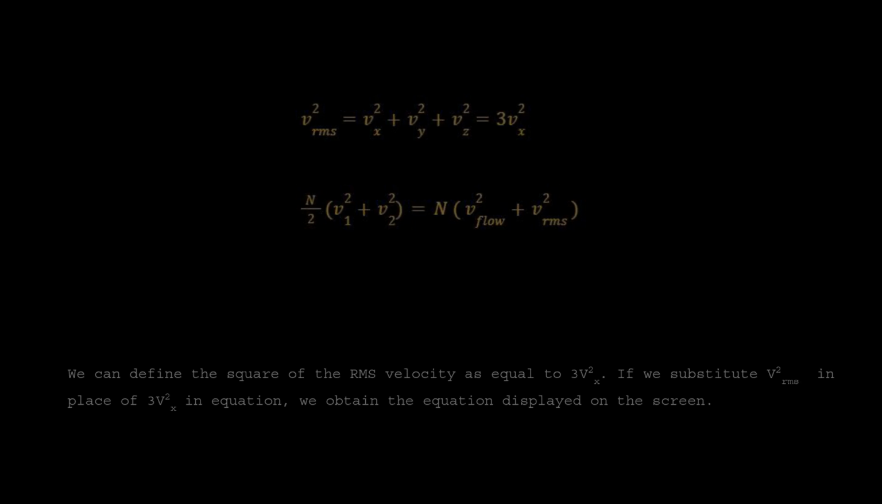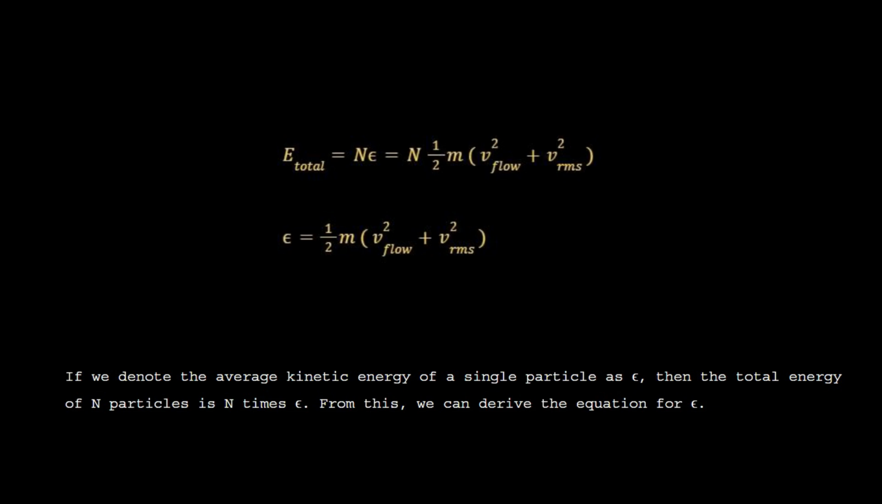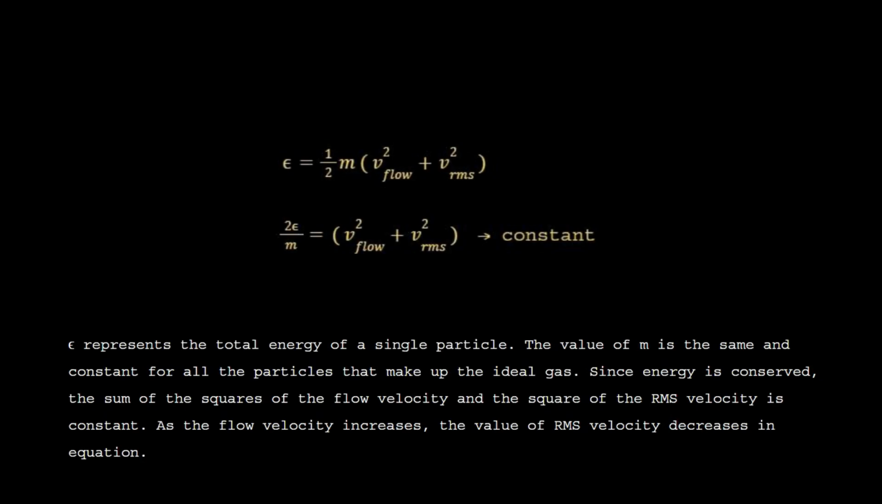Let m be the mass of a point particle. By multiplying the equation by 1/2 m, we obtain the total kinetic energy of the gas inside the cube. If we denote the average kinetic energy of a single particle as epsilon, then the total energy of n particles is n times epsilon. From this, we can derive the equation for epsilon. Epsilon represents the total energy of a single particle. The value of m is the same and constant for all the particles that make up the ideal gas.